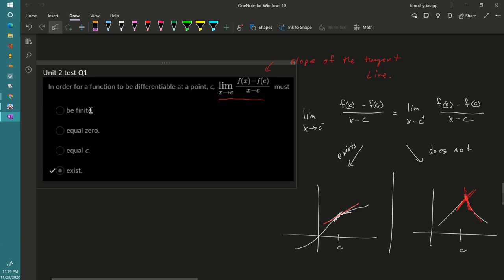Finite, you could have a corner, right? They don't necessarily have to equal 0, and they don't necessarily have to equal C either. They could equal C, but actually C is an x value. The limits usually equal a y value, but it could be the same value, but that would be just a coincidence. It doesn't necessarily guarantee differentiability, whereas this does. This guarantees differentiability if they exist.